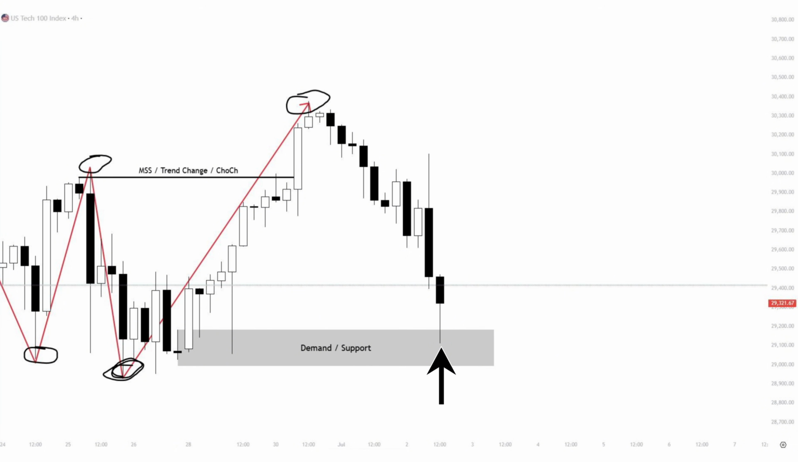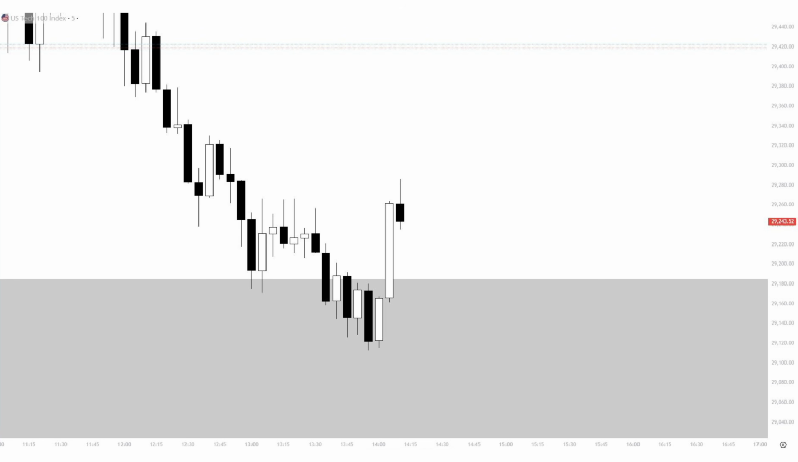Now when it hits into the demand, we do the same thing as we did, and that's to switch into any lower time frame you'd like, as long as it's lower than the initial one. For example, we're now inside of the 5 minutes time frame of the same level, basically the exact moment the price has hit into the high time frame demand.